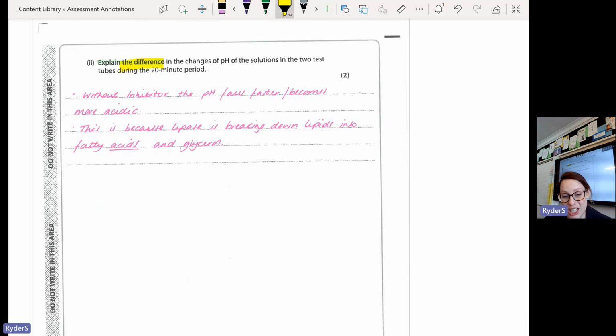Now, you don't even need to mention glycerol. I've just mentioned it because it is a product of the digestion of lipids. But the actual one they're looking for is the fatty acids, because we're talking about the pH. Glycerol makes no difference on the pH because it is not acidic.